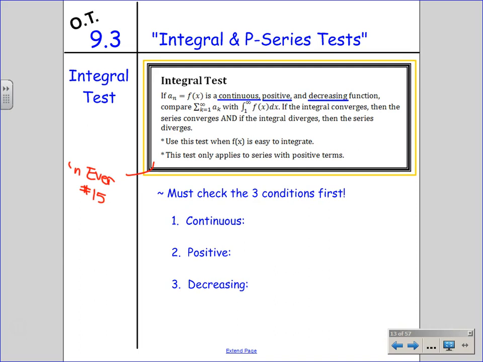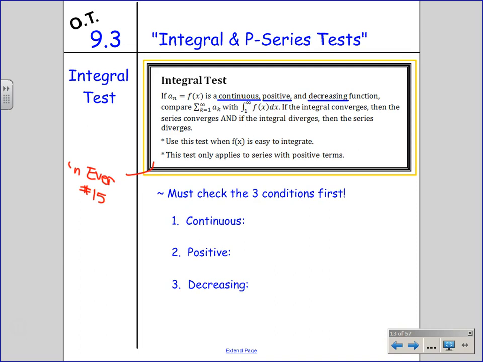Same thing with decreasing. If it increases a little bit and then decreases forever, what we care about is the forever. We have to deal with a little bit, but as long as it's continuous, positive, and decreasing forever, that's good for the integral test. Then we can compare the infinite series with the improper integral. And what comes next?